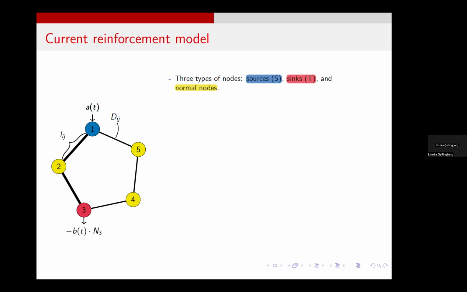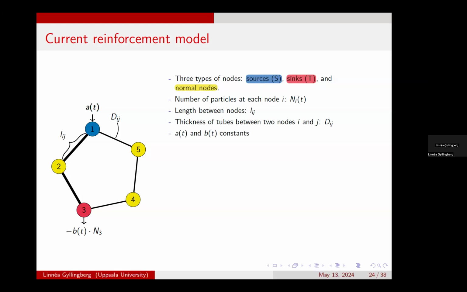The idea is that we have a network of nodes, and we have three types of nodes: sources, sinks, and normal nodes. Then we have a number of particles at each node i, which is N_i(t). We have a length between the nodes, L_ij, and the thickness of the tubes between two nodes, D_ij, so it's the thickness of the tube between i and j. And we have an input, A(t), which is constant here, and an output, minus B(t) times N_3, the number of particles here. So I have some inflow there and outflow there.